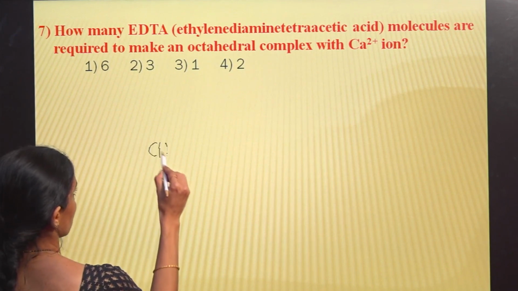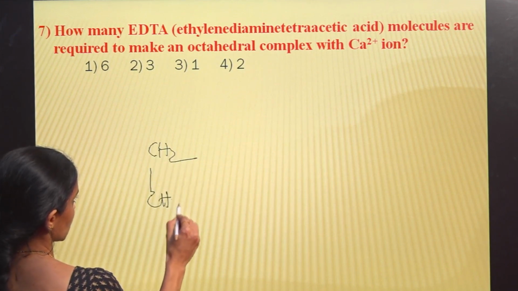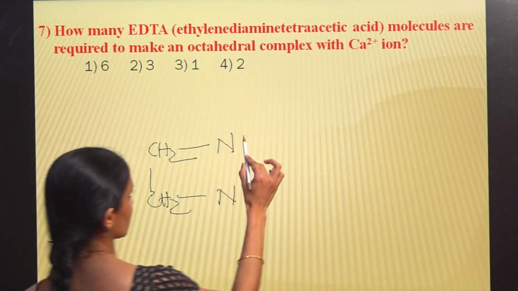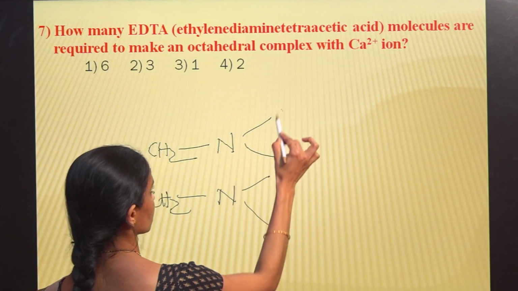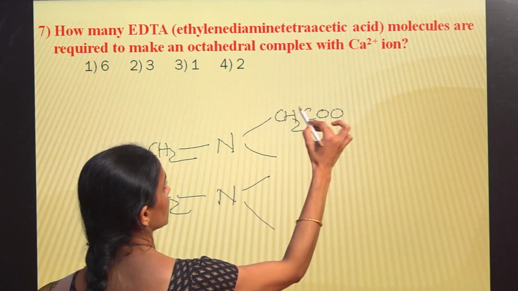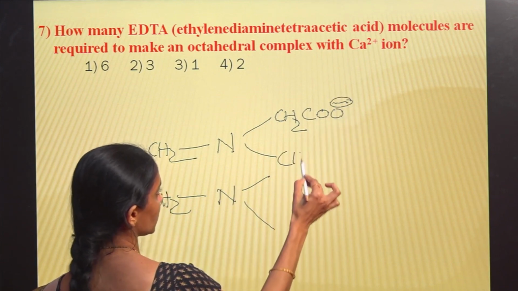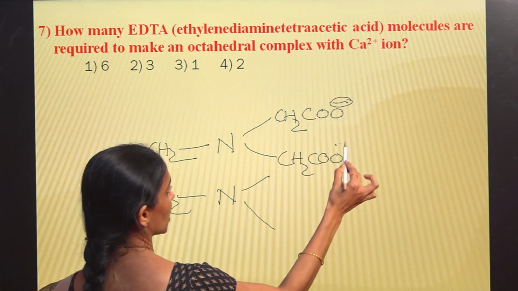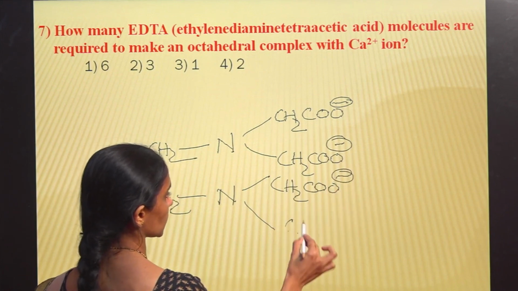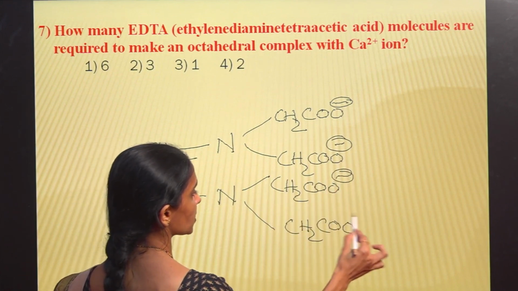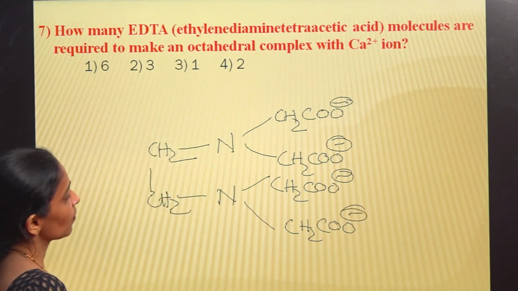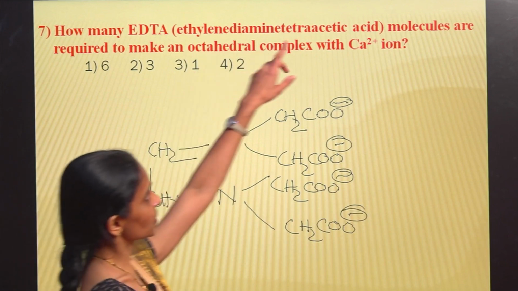It is ethylene, CH2CH2, diamine, there are two nitrogens, and tetraacetate, CH2COO minus groups are present in 4 numbers. So this is your EDTA ligand. Okay, it has come from ethylene diamine tetraacetic acid.